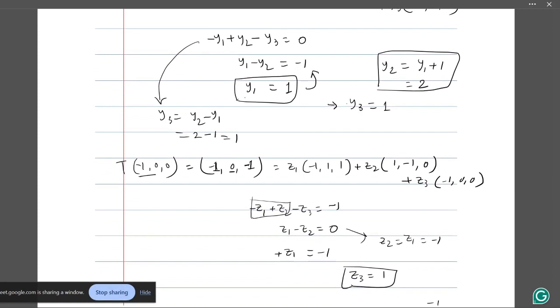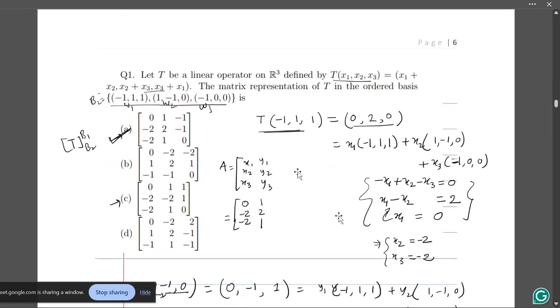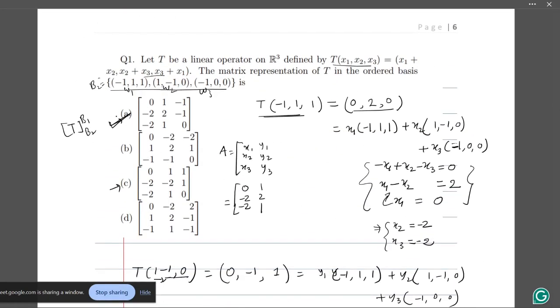But here we have minus 1, 0, minus 1. So Z1 is equal to minus 1, and Z1 is equal to Z2. Okay, so we have minus 1, minus 1. So no option is correct. I'm wrong, sorry. This is incorrect. This is all incorrect.